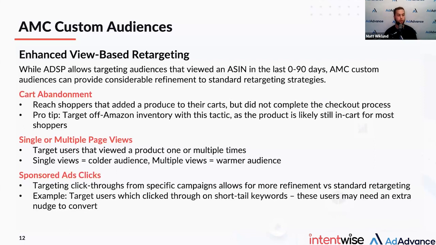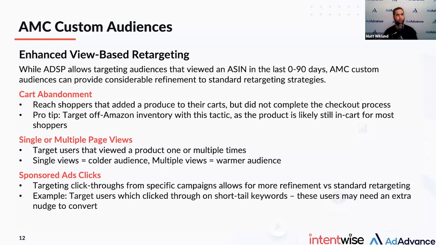But we can get even more targeted and refined with view-based retargeting through AMC custom audiences. A few examples of that: cart abandonment. This one's huge. So rather than just targeting wide open people that viewed the product but haven't purchased it, through AMC custom audiences, we can target those that added a product to their cart but didn't complete the checkout process. You can set auto refresh times. So if you want a super warm audience, people that added it within the last 7 days, for example, that'll roll over every single day for the look back that you specify. Super powerful. Obviously incredible ROAS, great conversion rates with that tactic.